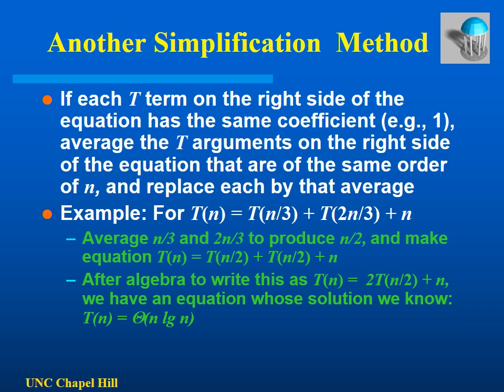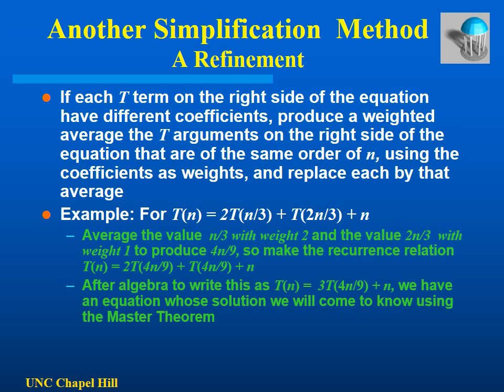Now, sometimes the T's on the right side not only have different arguments, but they're not multiplied each by 1, but by different constants. Here is the recurrence T(n) = 2T(n/3) + T(2n/3) + n. So the first term on the right is multiplied by the constant 2 and the other one by 1.